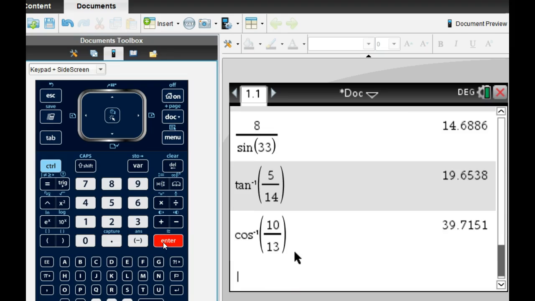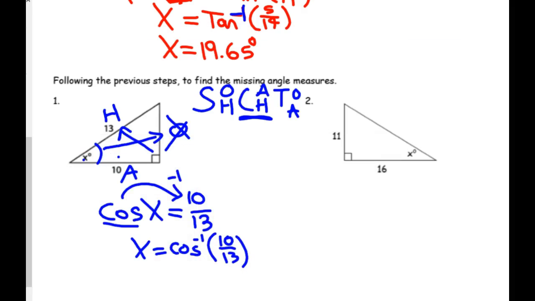And you get 39.72. What are my units of measure? Since it's an angle, yeah, degrees. Let's do number 2. Hopefully we're getting the hang of this. Maybe we can do it a little quicker. Let's start at what angle?